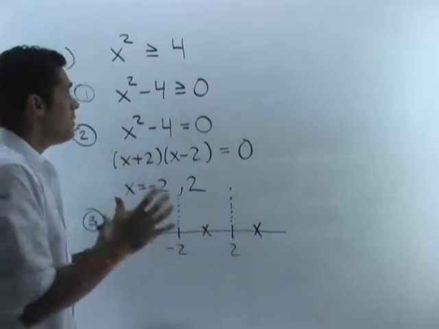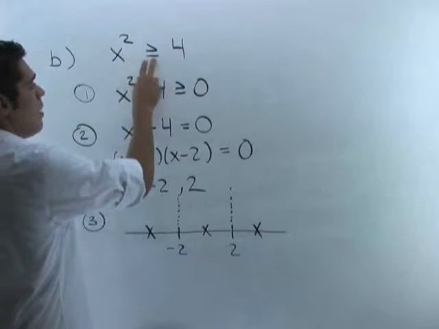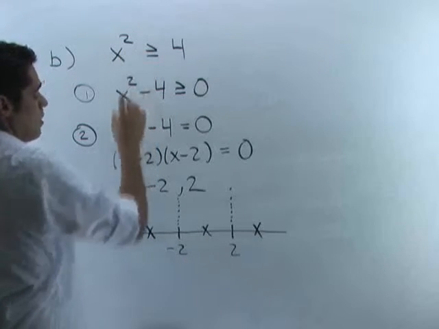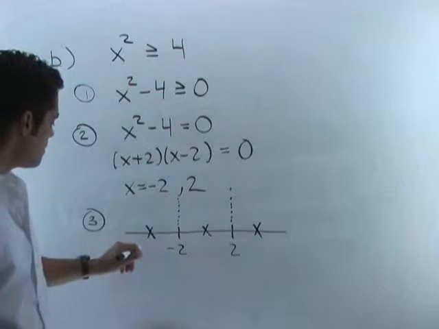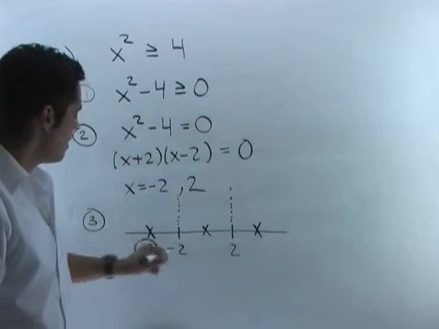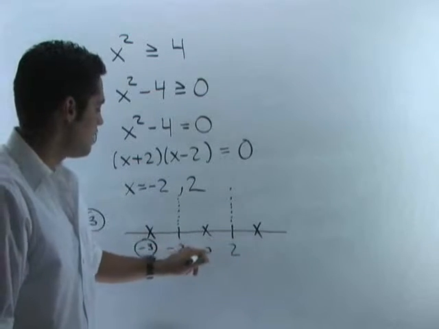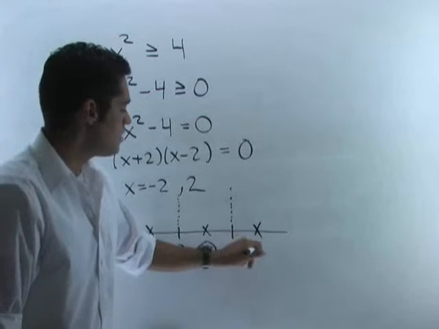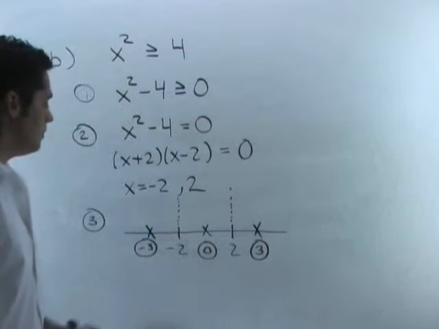And this is something you always have to do when you're dealing with an inequality where the power is greater than 1. You have to go through these steps. A good test point here is negative 3. A good test point between a negative and a positive number is always going to be 0. And then I can pick something over here like 3 or 4, anything I want.